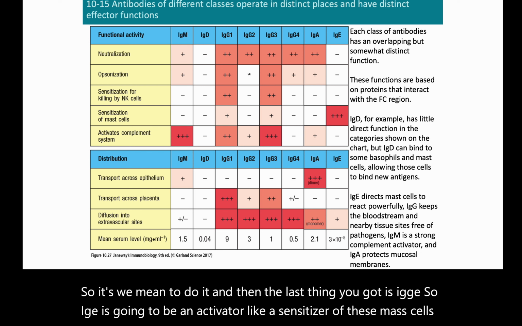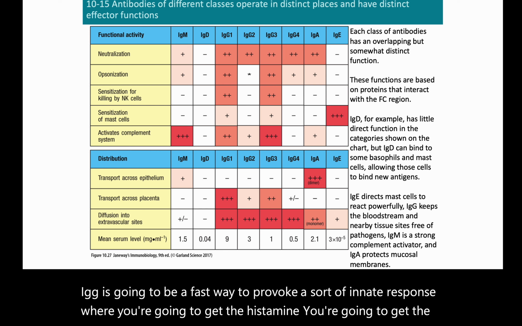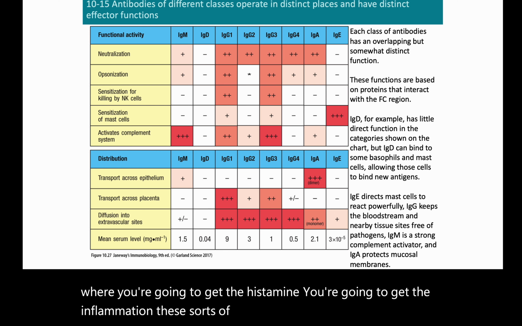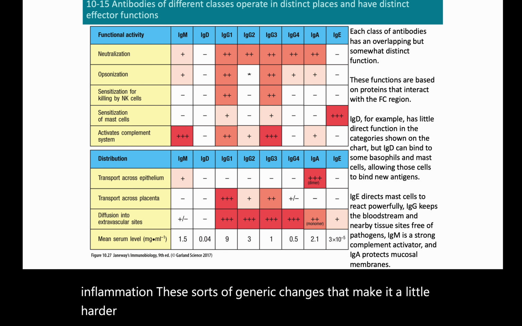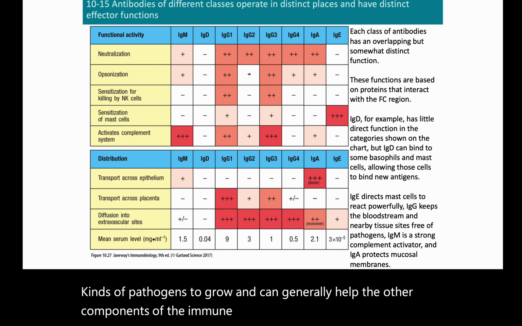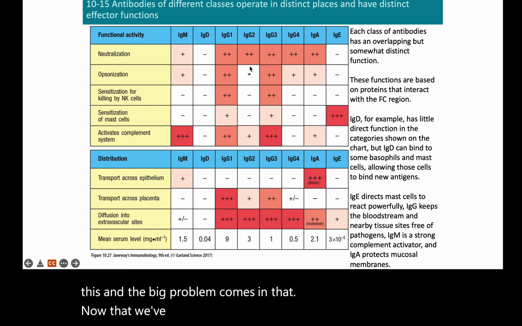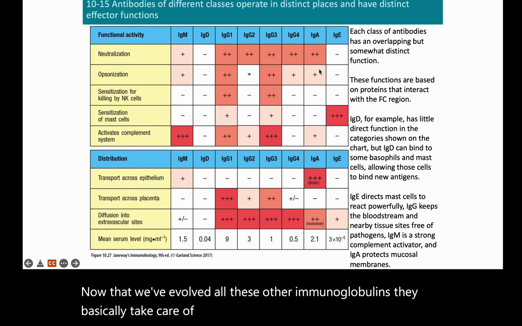IgE is going to be a fast way to provoke a sort of innate response where you're going to get the histamine, you're going to get the inflammation, these sorts of generic changes that make it a little harder for different kinds of pathogens to grow and can generally help the other components of the immune system. So IgE is there to kickstart this, and the big problem comes in that now that we've evolved all these other immunoglobulins, they basically take care of the necessary functions.